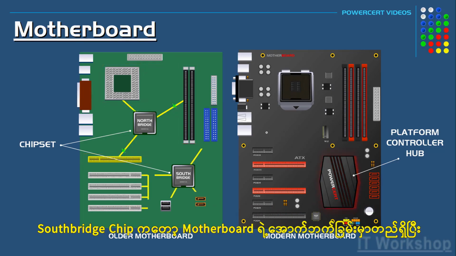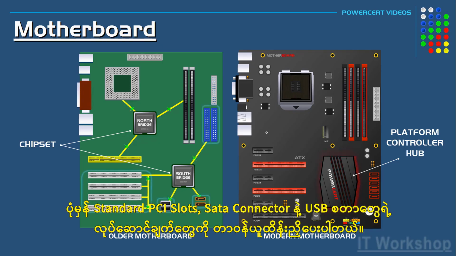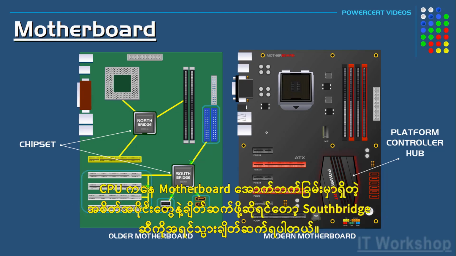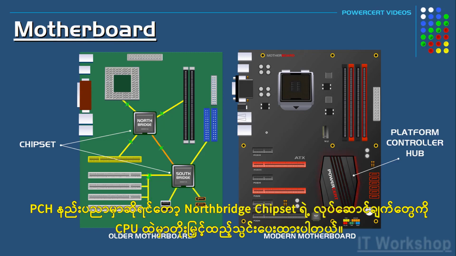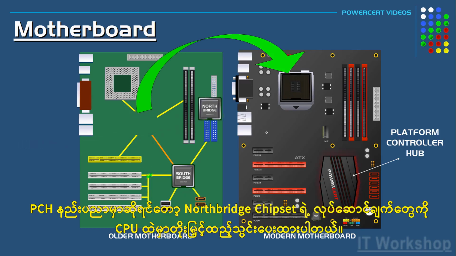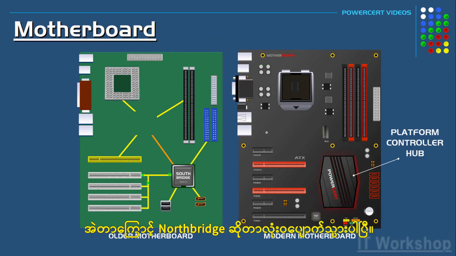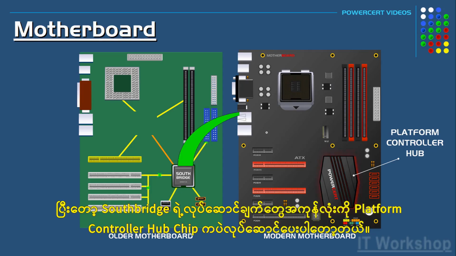And the South Bridge, which was located on the southern or lower portion of the motherboard, was responsible for things like the standard PCI slots, SATA connectors, USB ports, and so on. So in order for the CPU to communicate with these lower interfaces, it had to go through the South Bridge. But now this architecture has been replaced by the Platform Controller Hub chip. In the PCH architecture, the functions of the North Bridge have been largely integrated into the CPU. So the North Bridge chip has been completely eliminated, and the functions of the South Bridge are now done entirely by the Platform Controller Hub chip.